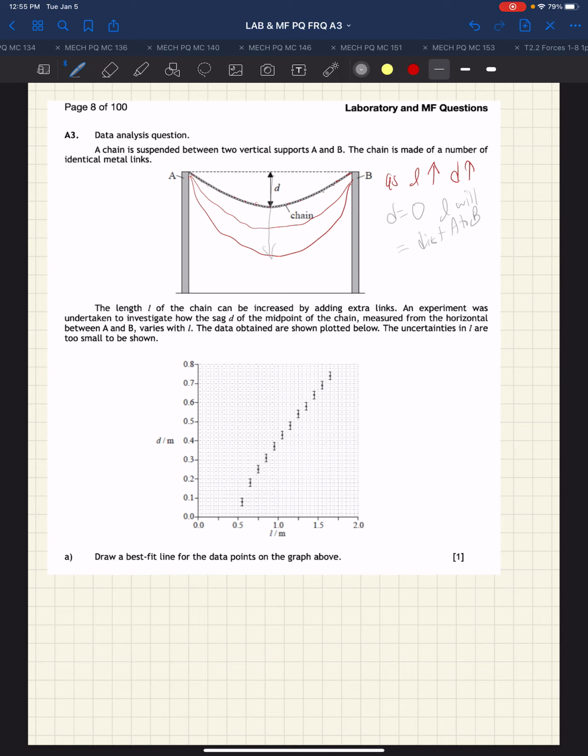Okay, it can be increased by adding extra links. An experiment was undertaken on how D varies with L. So we already know there's an increase. As L increases, D increases. And so it comes as no shock with this graph that that's what we see. As L increases, D increases. So this is a perfect time for us to do an OYXIRGA on this.